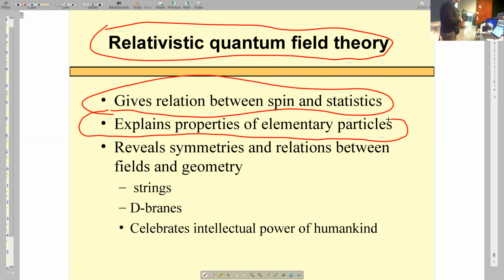Also, this set of ideas gave non-trivial relations between these fields and the geometry of space-time, what is now called strings or D-branes. These are very strange, crazy ideas. I would say it's really a celebration of what the intellectual power of humankind can achieve.